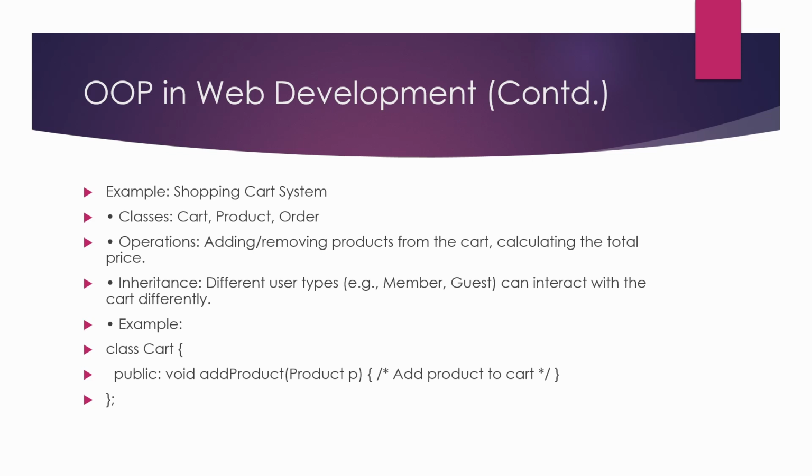Continuing with web development, OOP is crucial for creating systems like a shopping cart. In this system, classes like cart, product, and order are used to manage the shopping process. Operations like adding or removing products are encapsulated within the cart object. Inheritance allows different user roles, such as members or guests, to interact with the cart in unique ways, enabling personalized user experiences.